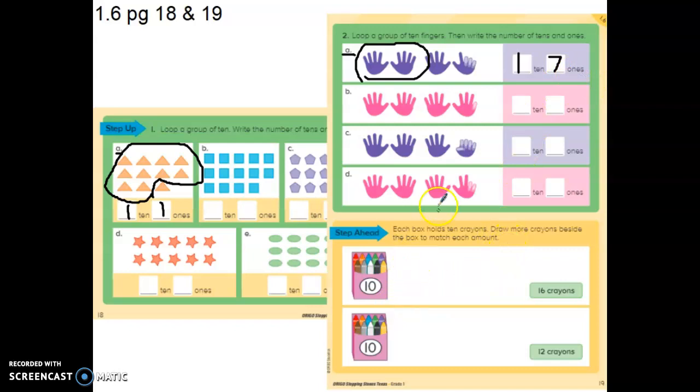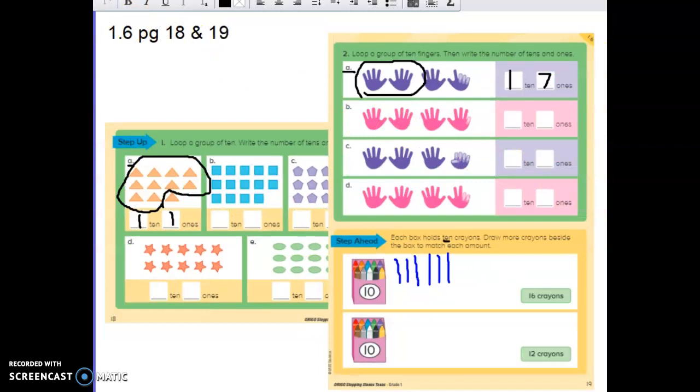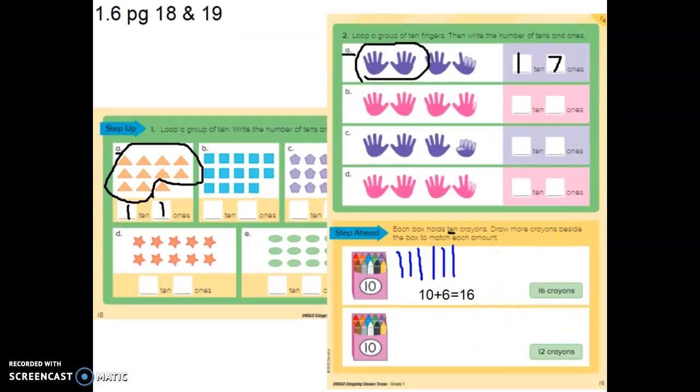Let's take a look at the step ahead. It says each box holds 10 crayons. Draw more crayons beside the box to match each amount. Okay, so I have a group of 10 here, and I'm trying to make the number 16. So I'm going to start with 10 and count on until I get to 16. 10, 11, 12, 13, 14, 15, 16. So I'm going to stop there. I drew 6 more crayons. So I know that 10 plus 6 equals 16. Okay, and I want you to try the other step ahead.